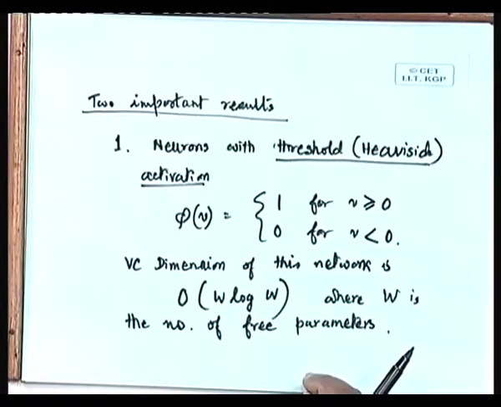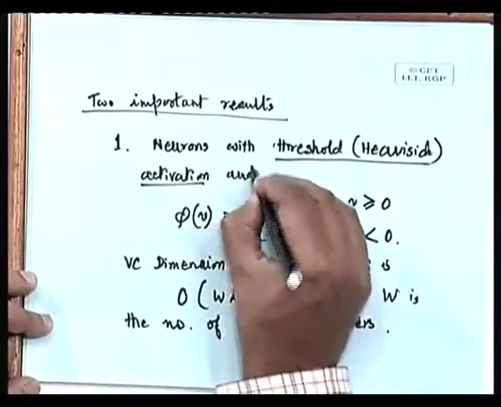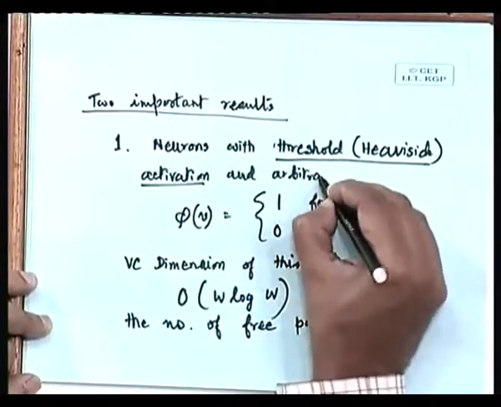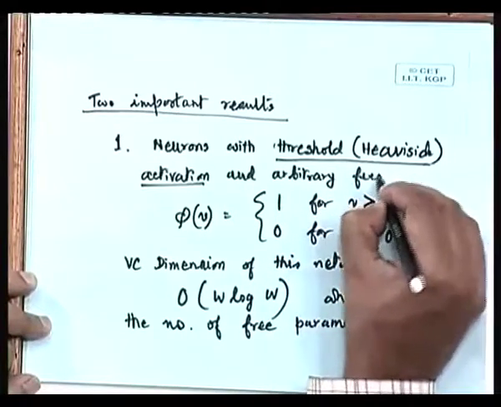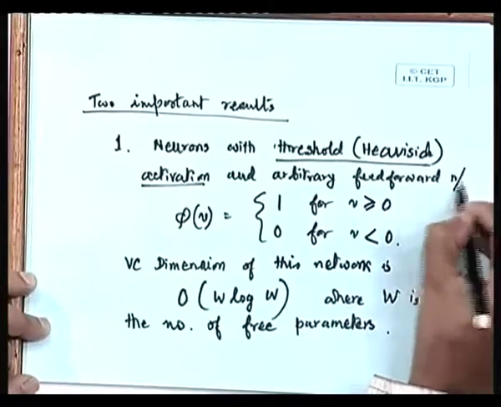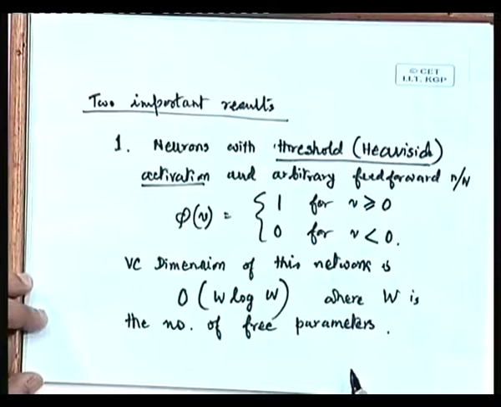This in fact happens to be better as compared to the linear case, because in the linear case it was simply order of W. In this case we have been considering threshold activation and also an arbitrary feed forward network, because this result is valid for feed forward networks.